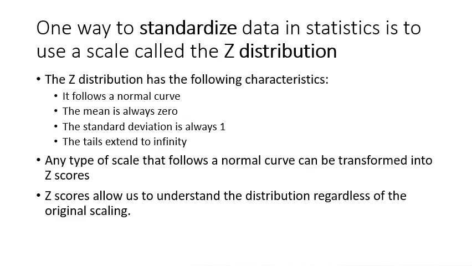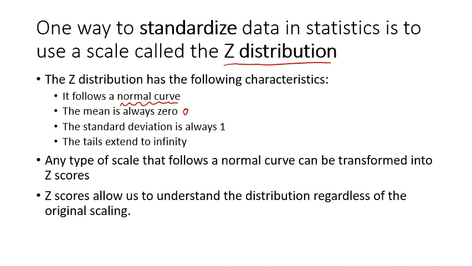One way to standardize data in statistics is to use a scale called the Z distribution. And that's what we'll be working with today, the Z distribution. It has these certain characteristics. First, it follows a normal curve, and you remember the normal curve, that one that's symmetrical, bell-shaped, and unimodal. Secondly, the mean is always 0. So always the mean is 0, and always the standard deviation is 1. Very easy to remember. And the tails extend to infinity. So we'll look at this more closely on another slide.